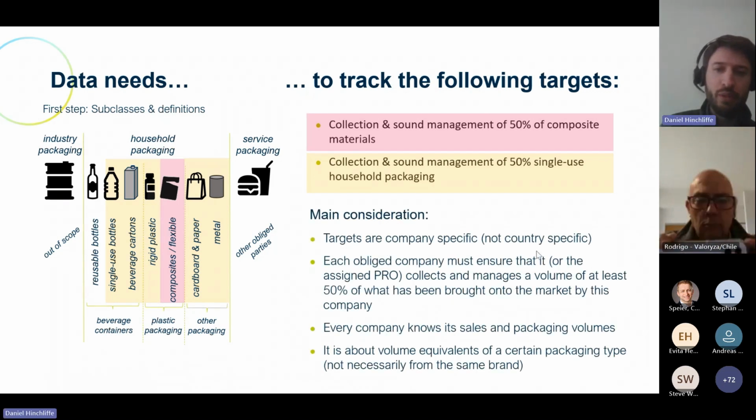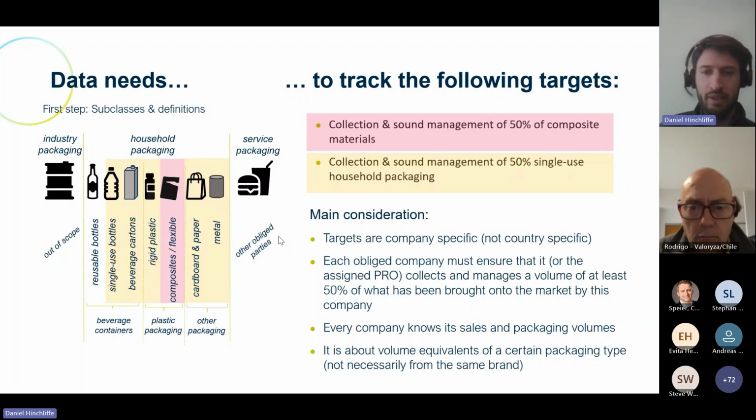And here it's really important that we look at these targets as company specific. We don't set them on a national level. It needs to be company specific because each company knows exactly what they're putting onto the market. And that's where we then can figure out how much they are obliged to pay in. So each company must ensure that it collects and manages a volume of at least 50% of what is brought onto the market by themselves. And this does not necessarily need to be identical packaging to what they bring on the market. It can be an equivalent amount.